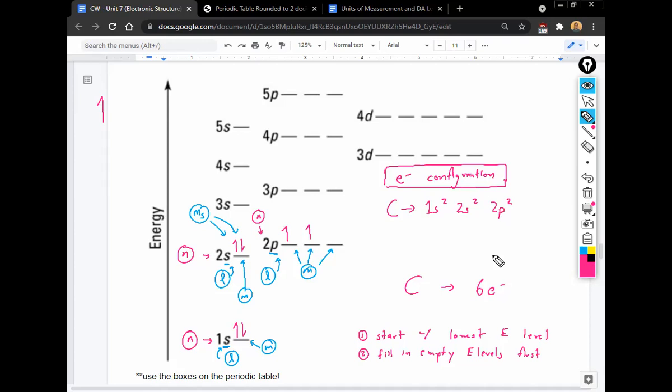So basically, this is how we can communicate where the electrons are. We got 2 electrons in the 1s subshell. We got 2 in the 2s subshell. And then we have 2 in the 2p subshell. Okay. So I know this might be a little bit weird, but again, we're just describing where the electrons are inside of the atom.